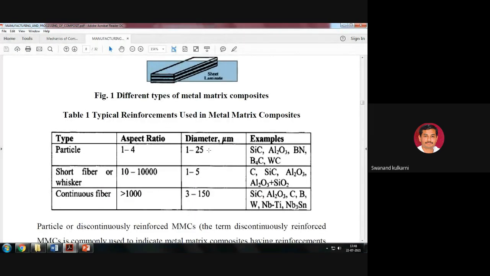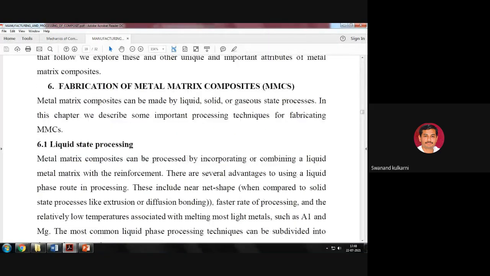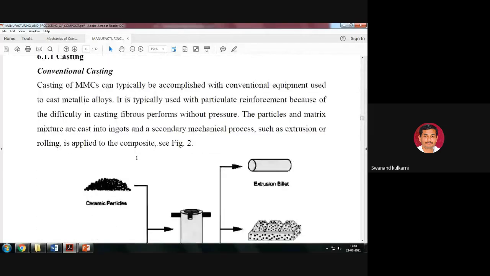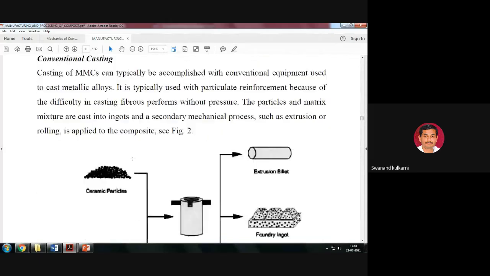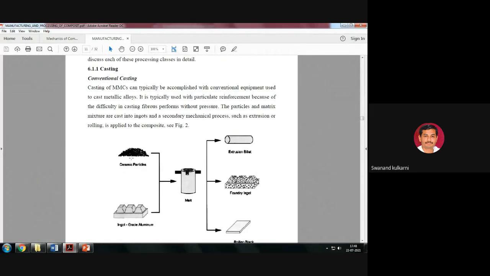Is it okay? So when we say particulate composite, the aspect ratio is 1:4; when the aspect ratio is 1:25, it is short fiber or whiskers. So with reference to aspect ratio, we are classifying them. Is it okay? Now let us look at the conventional casting method. You just look here, the conventional casting method.